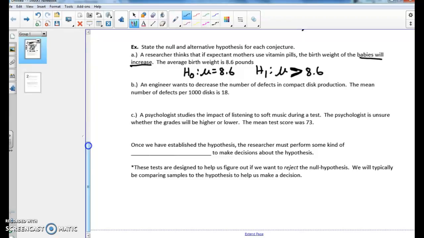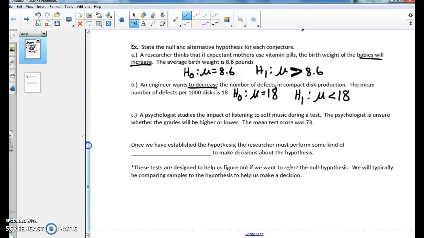Letter B: an engineer wants to decrease the number of defects in compact disc production. The mean number of defects per 1,000 discs is 18. So that means H naught, mu equals 18. And then our alternative hypothesis, H1: the keyword from above was that the engineer wants to decrease the number. So we are now less than 18 for the alternative hypothesis.